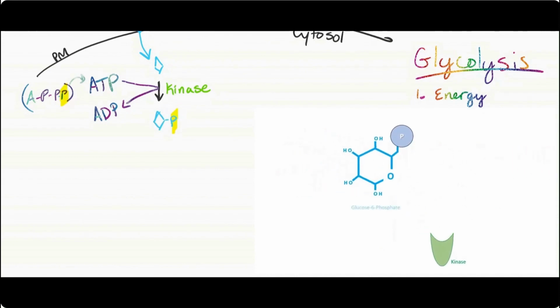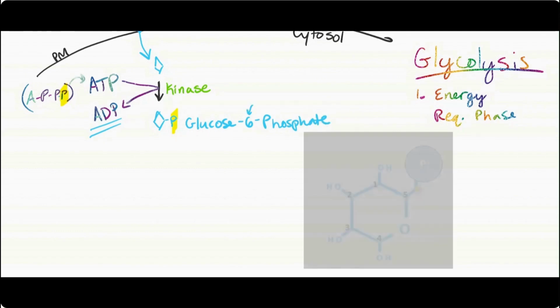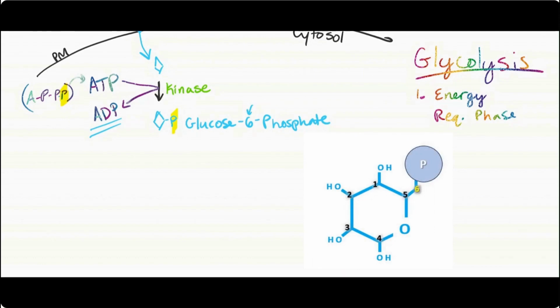So now we have something called glucose 6-phosphate, and that cost us energy, making that glucose 6-phosphate. And the reason that it's called glucose 6-phosphate is not because it has 6 phosphate groups, it's called that because that is the carbon that the phosphate is attached to. It's on the 6th carbon of the glucose molecule.